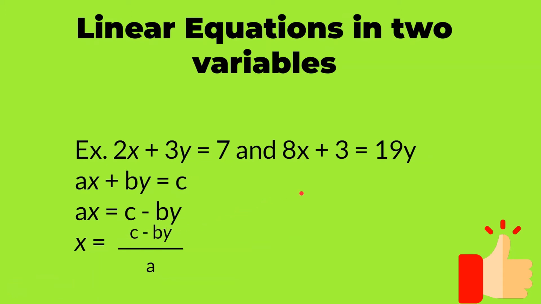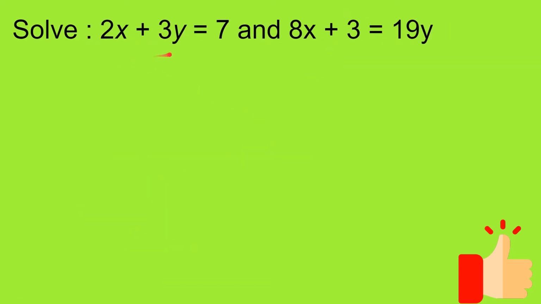So let's see this in action. So we'll take this same example. 2x plus 3y is equal to 7 and 8x plus 3 is equal to 19y. So to begin with, like I had done in the previous slide, I will subtract 3y from both sides and divide by 2. So x is equal to 7 minus 3y upon 2. And if you want to write this question in exam, then you must write the previous steps which I had done to get the full marks. So anyway, x is equal to 7 minus 3y upon 2.